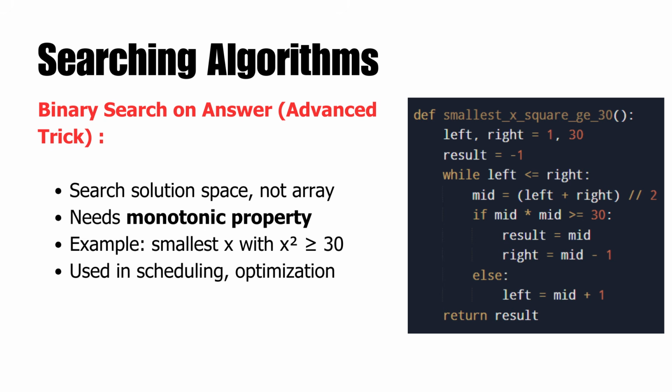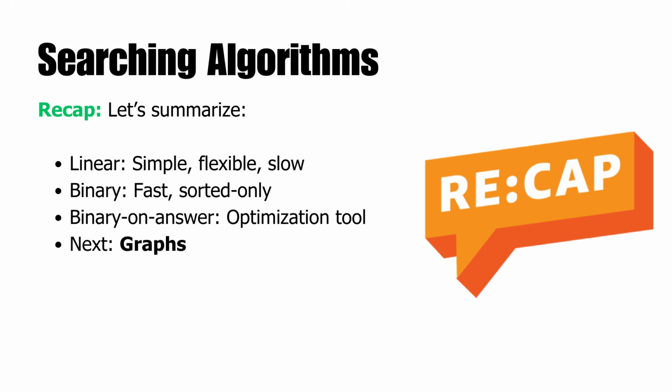This powerful technique appears in problems involving resource allocation, task scheduling, or finding optimal thresholds. You need two things: a way to validate a guess and a monotonic search space. To recap, linear search is simple and flexible but slow. Binary search is much faster but requires sorted data. Up next, we'll explore the fascinating world of graphs, structures that model networks, maps, and countless real-world relationships.